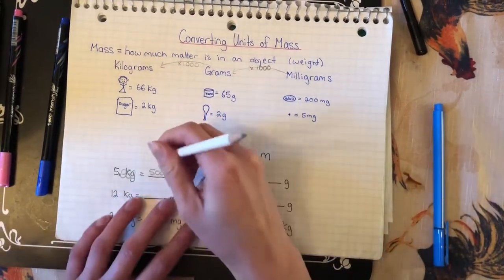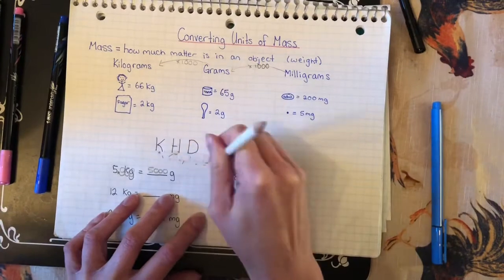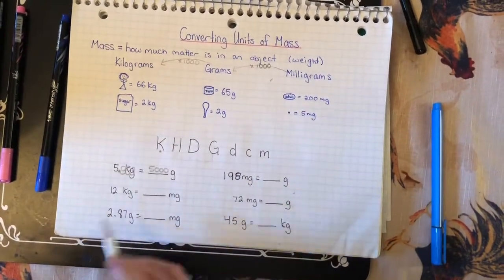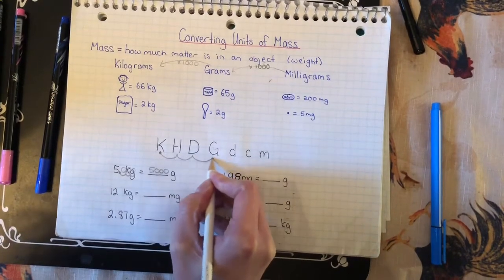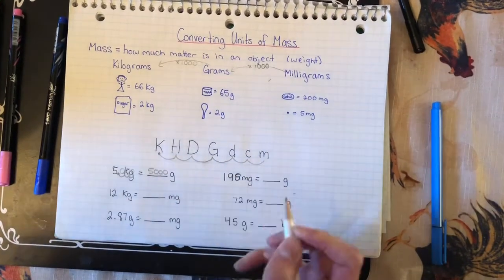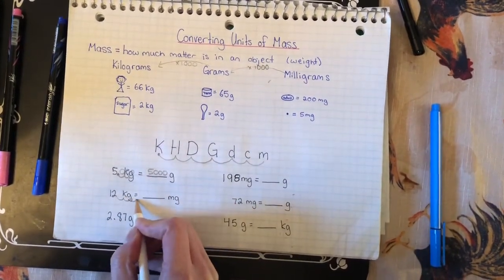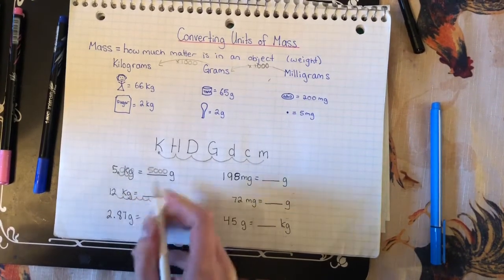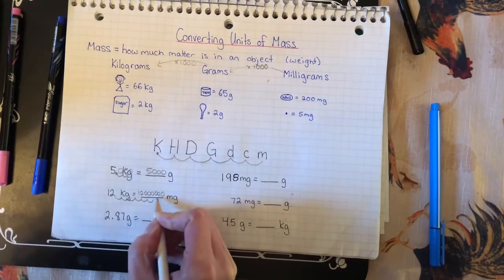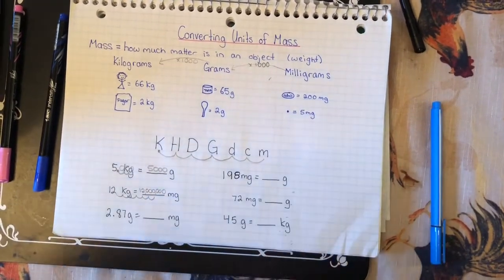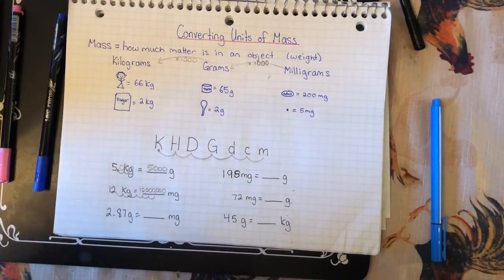We can do the same thing here, but now I'm going from kilograms to milligrams. So let's start at kilograms. I'm going 1, 2, 3, 4, 5, 6. Whoa. I have to add 6 zeros. That's 12 million milligrams. That's crazy.